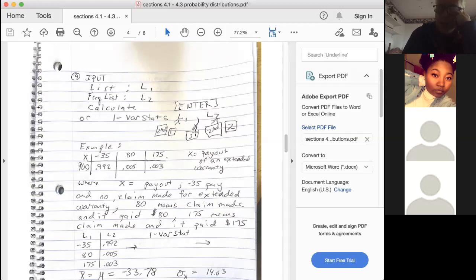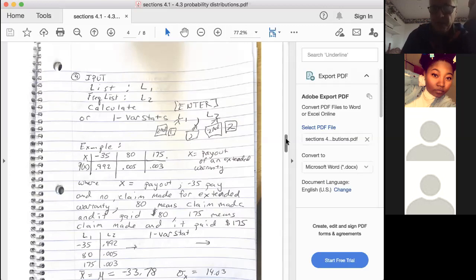Some of you asked me last night where the comma key is. The comma key is right above the 7. So press the comma key and then second and 2, and that gives us L2. When you're done, it should say 1-Var Stats L1, comma L2 on your home screen, and then press enter. You get the same answers.